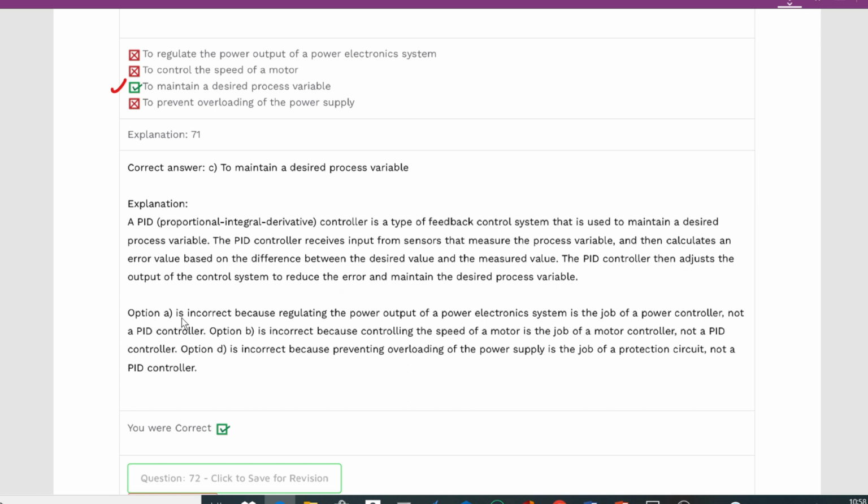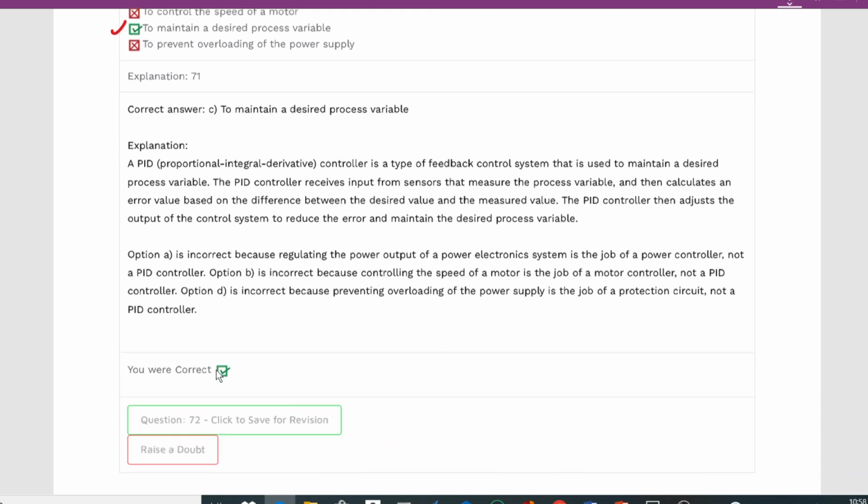So option A is incorrect because regulating the power output of a power electronic system is the job of power controllers, not a PID controller. Option B is incorrect because controlling the speed of a motor is the job of a motor controller, not a PID controller. And option D is incorrect because preventing overloading of the power supply is the job of a protection circuit, not a PID controller. So here option C is correct.